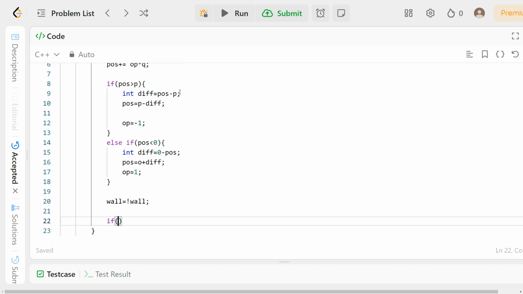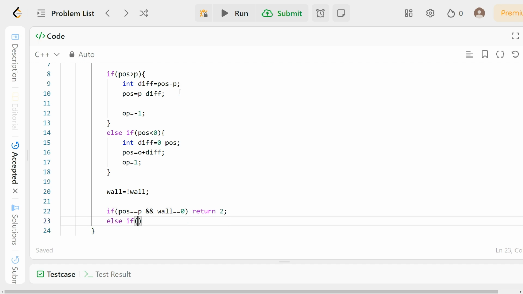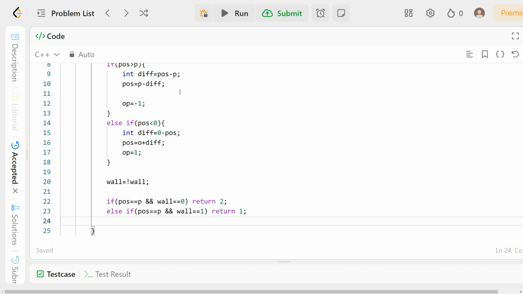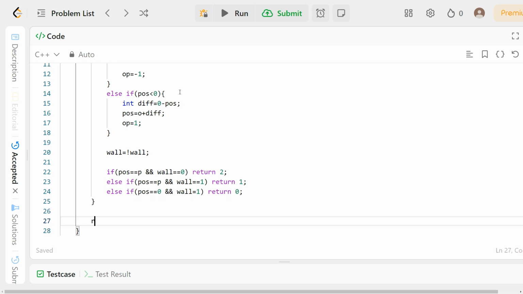And I will just add the cases for checking if it has fallen into one of the receptors or not. So if my position equals to P and my wall is equals to 0, in that case, return 2. Else if my position equals to P, but my wall is equals to 1, in that case return 1, because my receptor 1 is present there. Else if my position is equals to 0 and my wall is equals to 1, return 0, right?